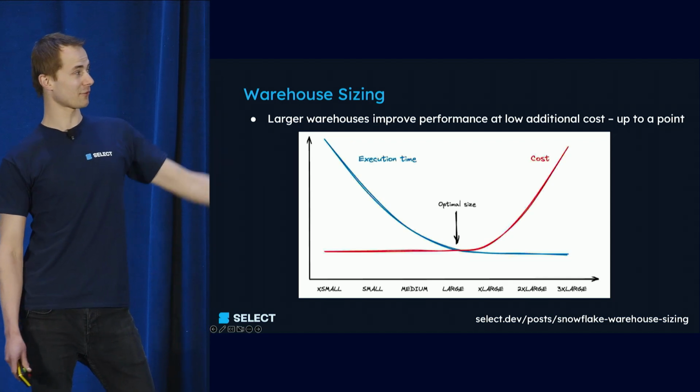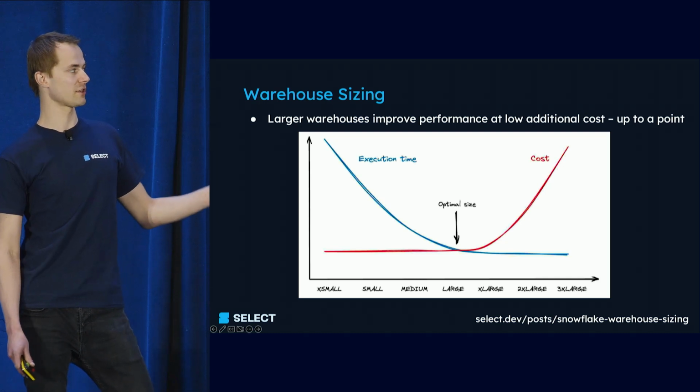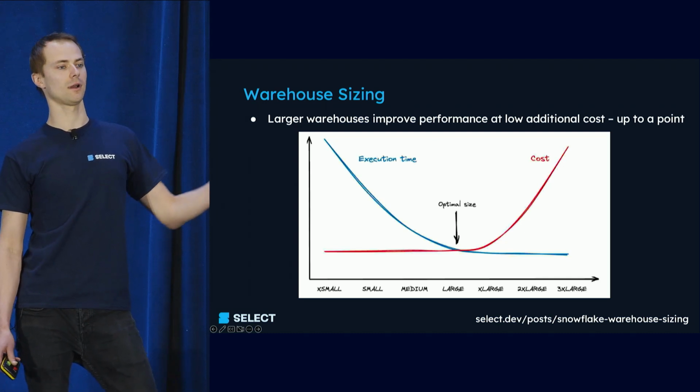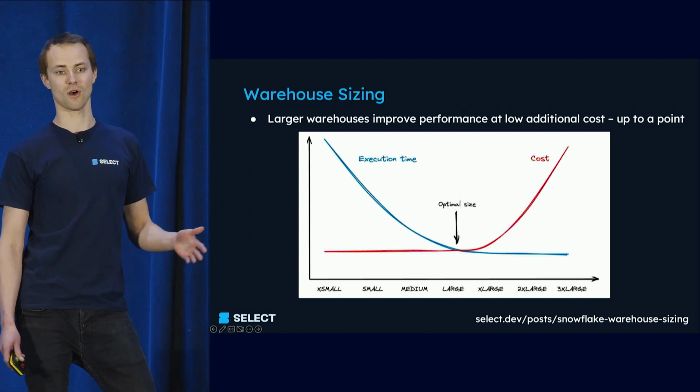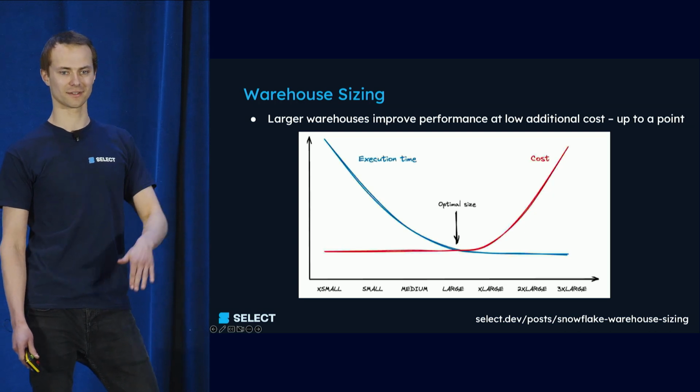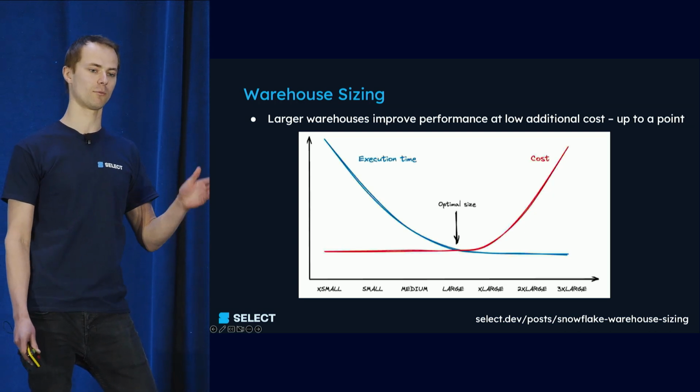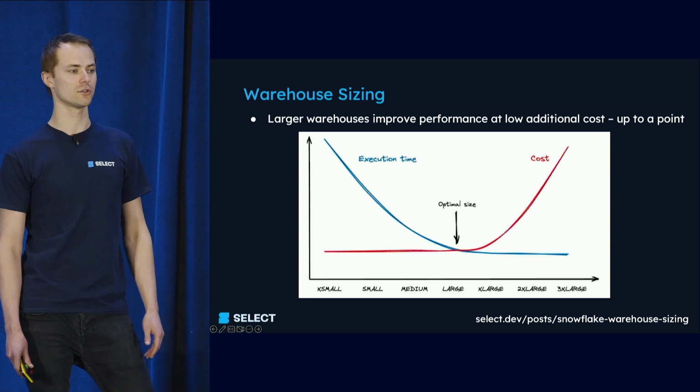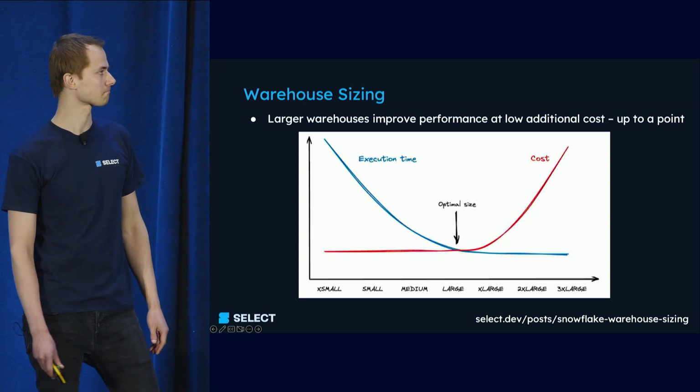And so the best way to find this sweet spot is to increase the warehouse size one at a time, observe the query time halve, and then once you see that starting to tail off, actually just go back down one warehouse size, and that's going to give you really good cost and performance.